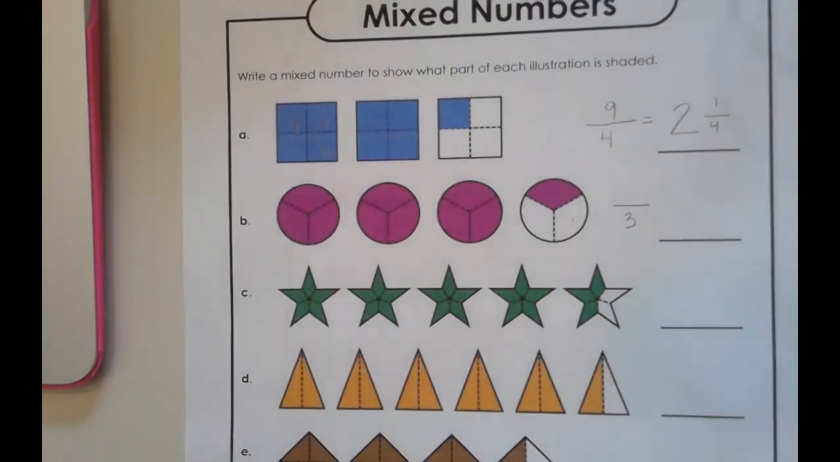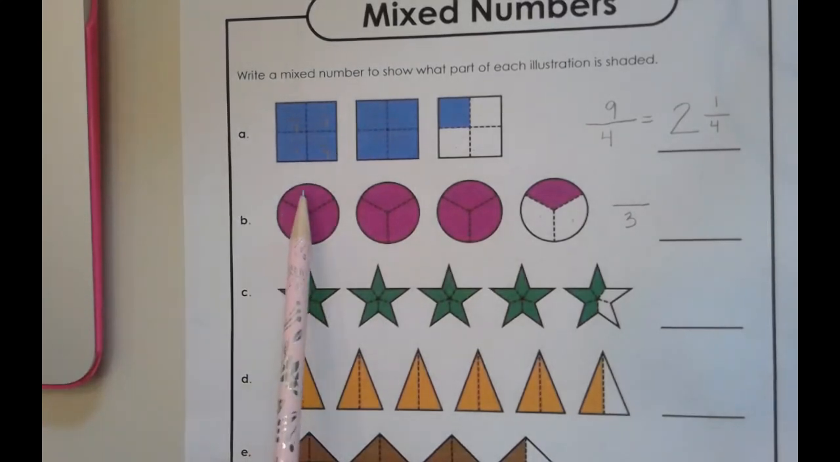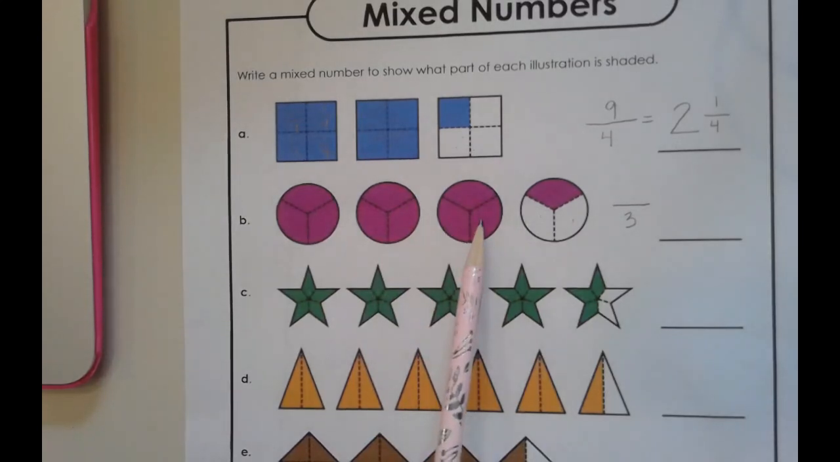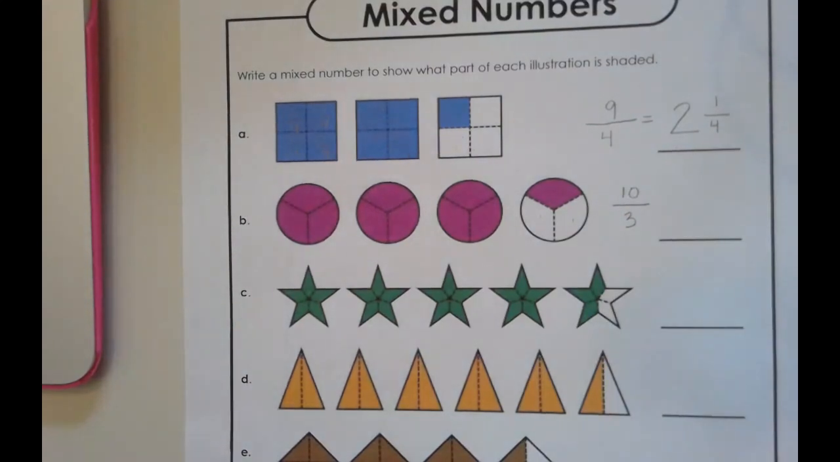We have to figure out how many thirds there are. And all we do is count them. 1, 2, 3, 4, 5, 6, 7, 8, 9, 10. 10 thirds are shaded in. That's the fraction of the pies that I have. I have 10 thirds of a pie.